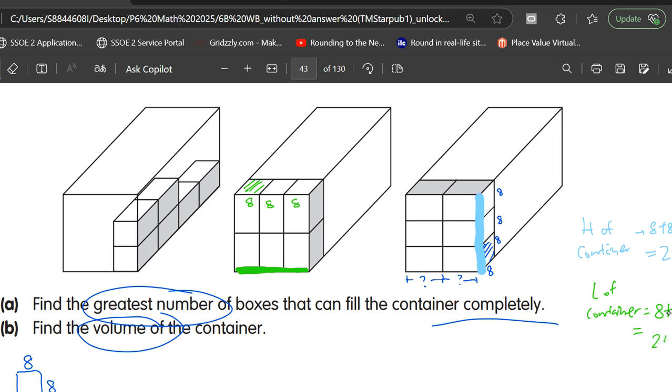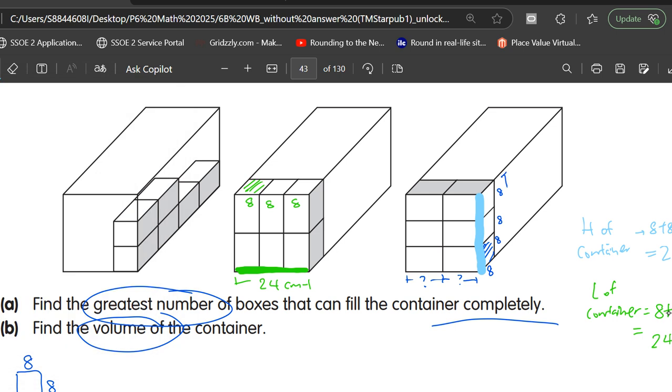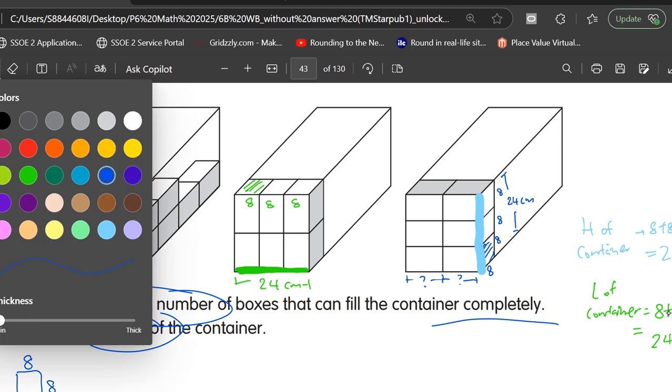So I can find out that the length of the container is also 24 centimeter. So here to here is 24 centimeter. The height of the container is also 24 centimeter. Now, I just need the last measurement, which is the breadth. The breadth of the container is provided here.